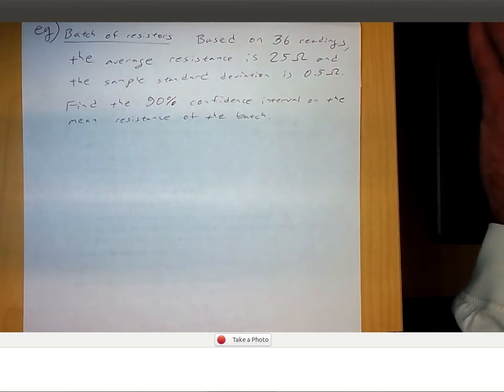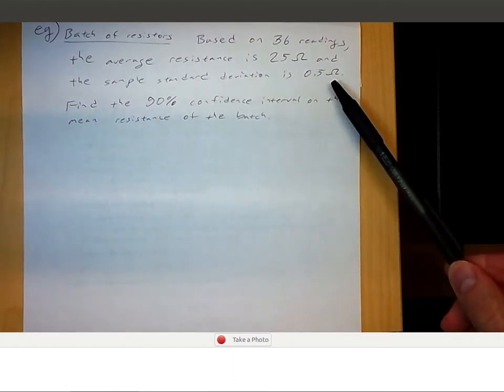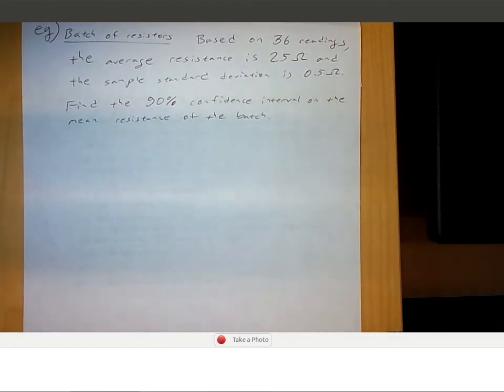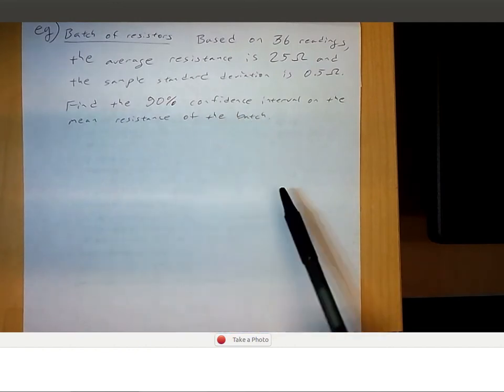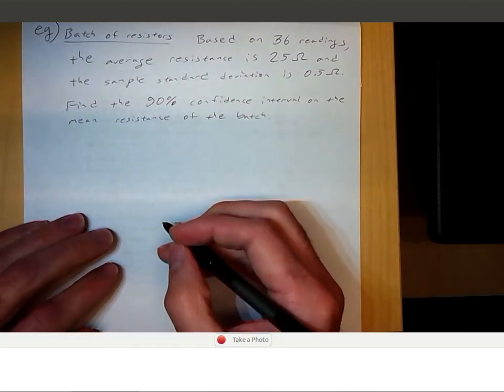Say for this example, we have a batch of resistors. And out of this batch, we've measured 36 resistors. The average of those readings is 25 ohms, and the standard deviation of those readings is 0.5 ohms. What we want to do is find the 90% confidence interval on the mean resistance of the batch. So we want to say with 90% confidence what the interval is, or what the range is for our batch mean.